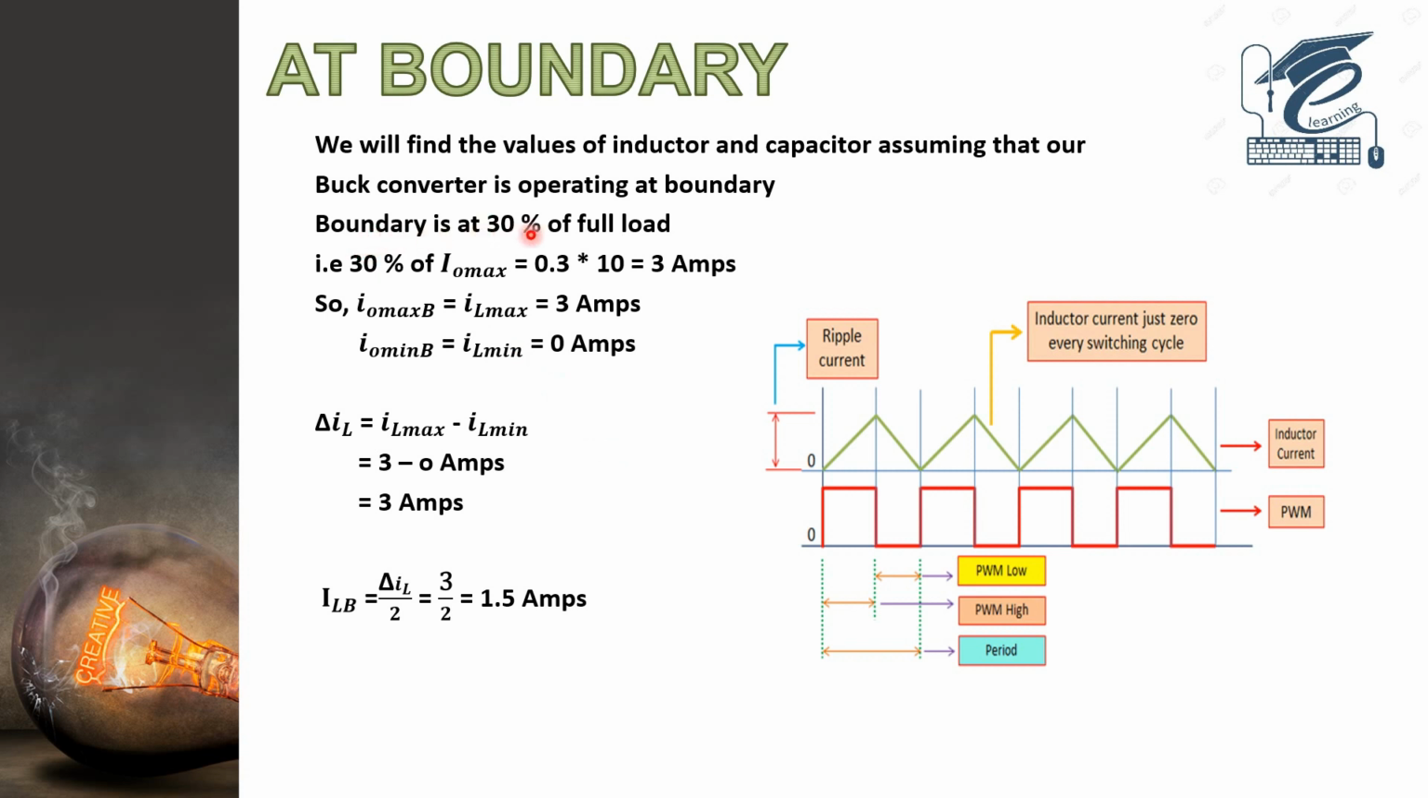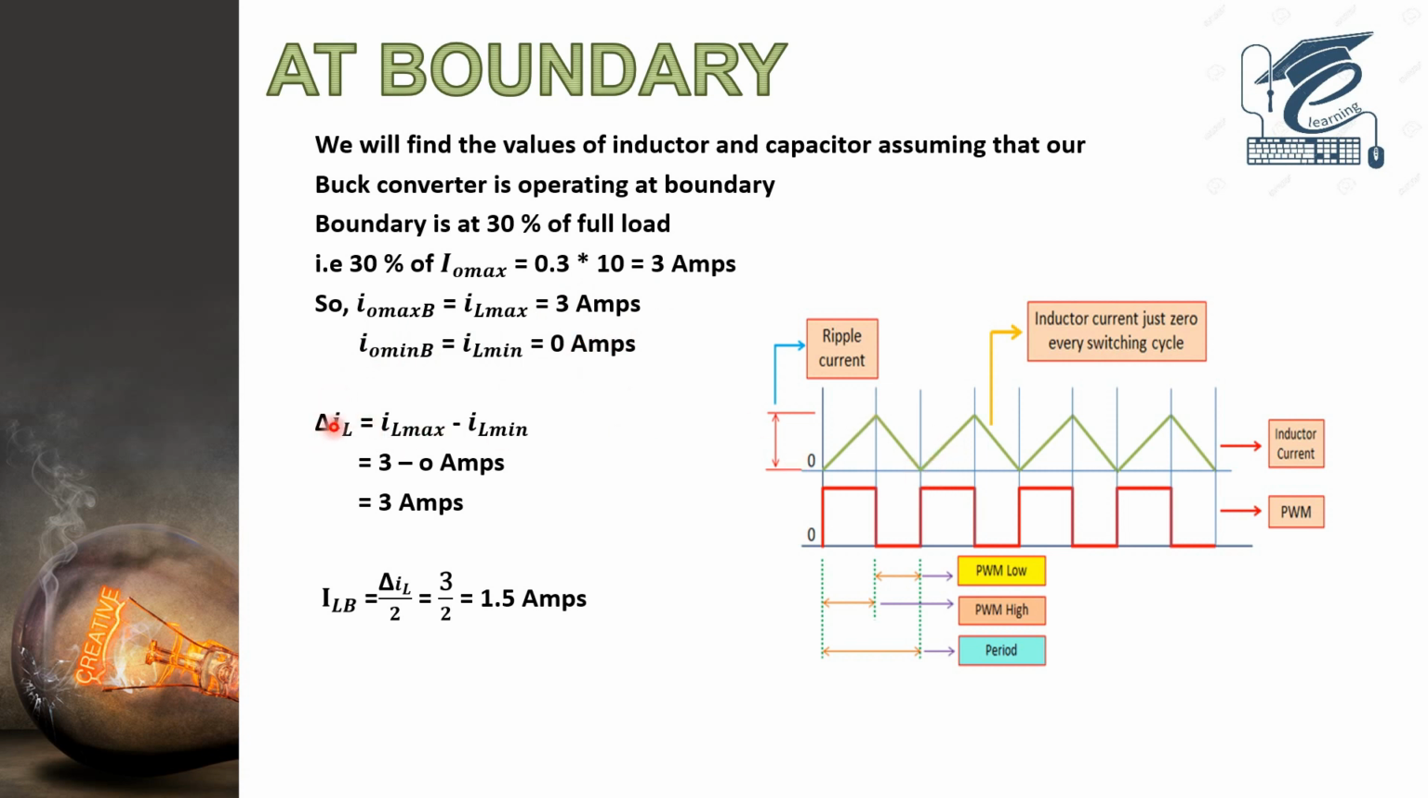So we will consider the boundary at 30% of full load. That is, the maximum load current at the boundary condition will be 30% of that at full load, so it will come out to be 3 amperes. The peak value of the load current will be equal to the peak value of the inductor current, and it will be equal to 3 amperes. Similarly, the minimum value of the load current will be equal to the minimum value of the inductor current, and that will be equal to 0 amperes at boundary.